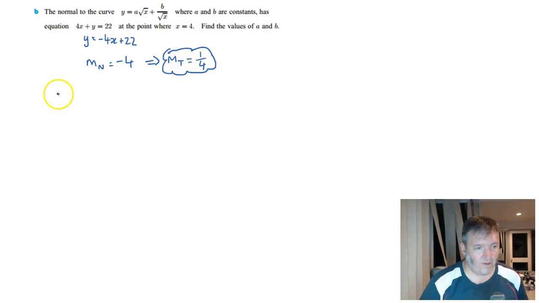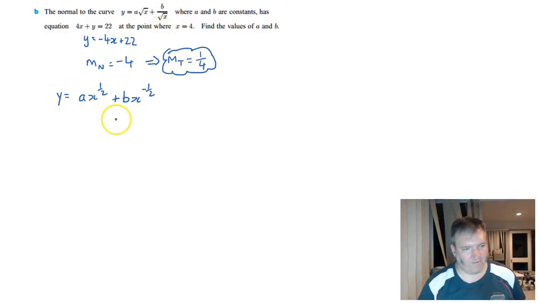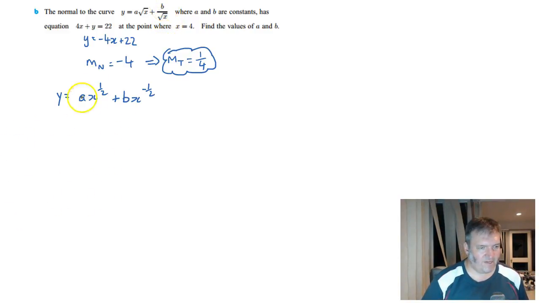Okay, well, I better go ahead and find another way of expressing the gradient of the tangent, which is, of course, the derivative. So here, a root x, I'm going to rewrite as a x to the power of a half, plus b over root x is going to be plus b x to the -1/2. Remember to move something from the denominator up, take the negative of the power, or vice versa. All right, here we have our expression for y. So dy dx, do the derivative of this.